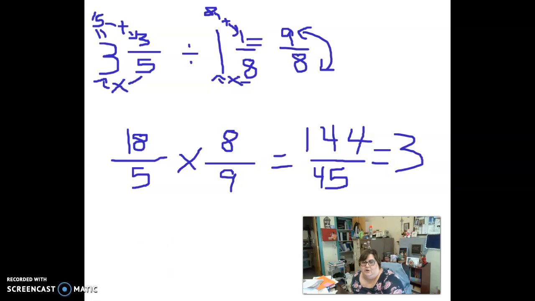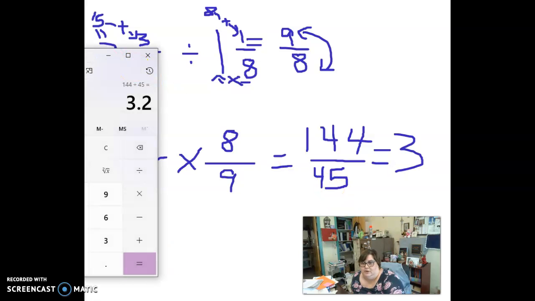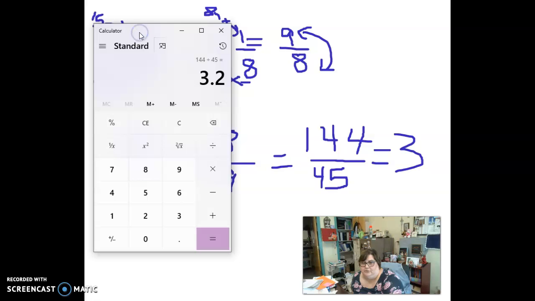Okay, so notice how on your calculator, and this is why I tell you guys you have to know how to use your calculator, this 0.2 here doesn't mean that it is a remainder of 2. So you would have to find 45 times 3 is 135. So 144 minus 135, your remainder is actually 9.